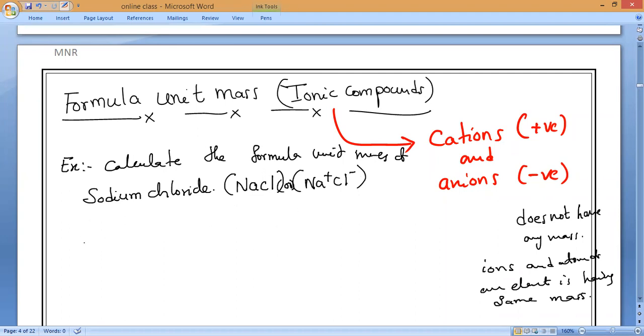Okay. So the mass of NaCl is equal to the formula unit mass of NaCl. Mass of NaCl is equal to, remember, again the same thing: number of ions of an element. Again the same formula we can apply.